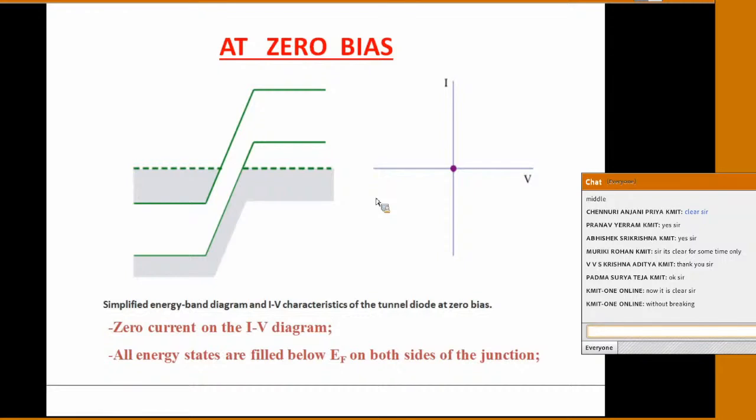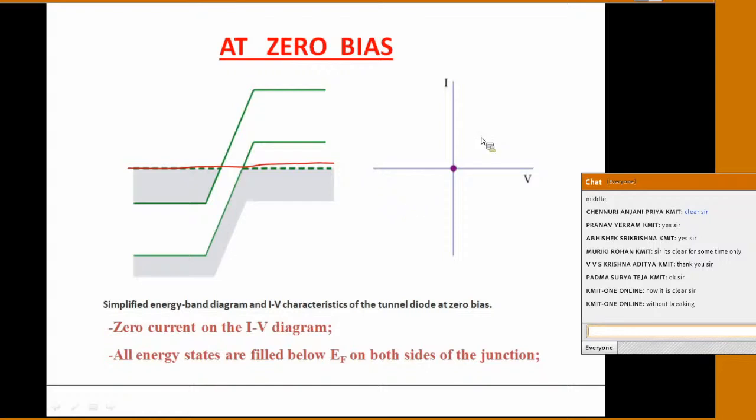I am not applying any bias to the tunnel diode. This is the zero bias point. The dotted line is your Fermi level. Now, what is happening? A simplified energy band diagram for a tunnel diode at zero bias.